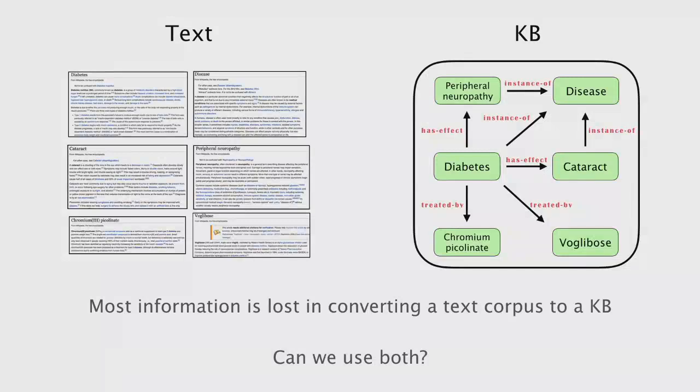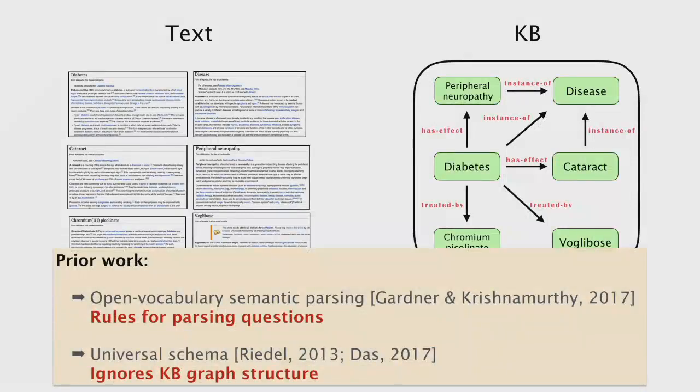The question now is, how can we use both these sources to do a task that we're interested in, in this case, question answering? There has been some prior work, not as much as the work which looks only at text or only at knowledge bases, but there has been prior work on using both. But there are some limitations. For example, open vocabulary semantic parsing: the basic idea there is that given a question, you first write some rules to parse that question into a logical form, and then execute each step of the logical form against text or knowledge base. Or there has been work on universal schema, which takes both your text and the knowledge base and maybe some other sources and embeds them into a shared dense vector space. But in doing so, it ignores the rich graph structure we have in the knowledge base, which has some limitations that I'm going to talk about.